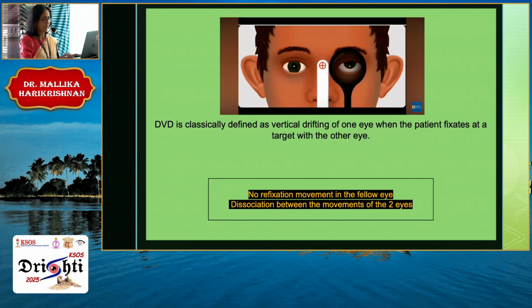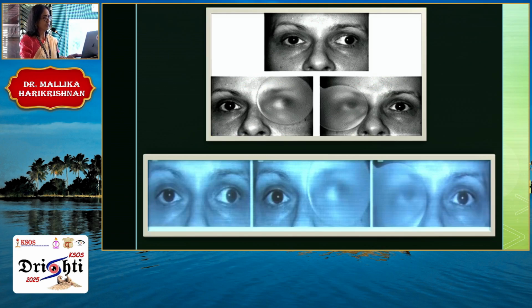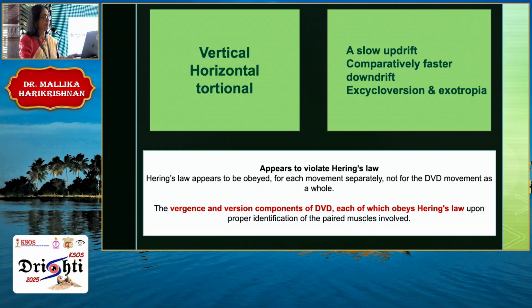So it is against Hering's law. So no refixation movement of the fellow eye. Dissociation between the movements of the two eyes happens. So it is a dissociated vertical deviation. This picture also shows the same thing. Bilateral DVD, when the covered eye shows vertical deviation, but the other eye remains fixed.